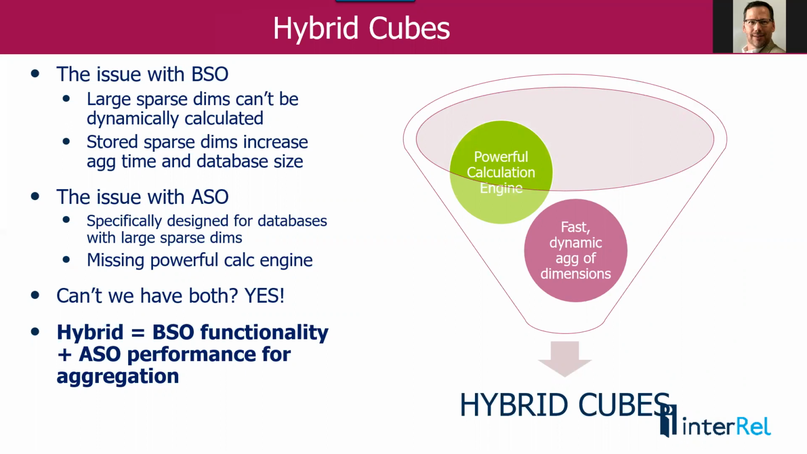ASO cubes are specifically designed to enable large databases with much more and larger dimensions. Unlike block storage, it doesn't require large sparse dimensions to be pre-aggregated to achieve good query performance. The key lies in the aggregate storage query processor and in a bitmap index associated with every stored level 0 cell. The bitmap index has the information required for very fast retrievals and aggregations.